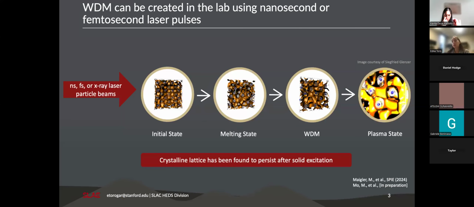The way we do this in the lab is with a really short pulse laser. We use a nanosecond or, in our case, a femtosecond laser pulse, and we have an initial solid state of matter, a thin film in our case. We put the laser into the thin film, and it begins melting. It briefly goes into the warm dense matter regime and finally converts to plasma, expands, and so forth. In our case, we care about the warm dense matter regime, and this transient state lasts only on the order of picoseconds. So we need something that is fast enough for us to be able to characterize this state.